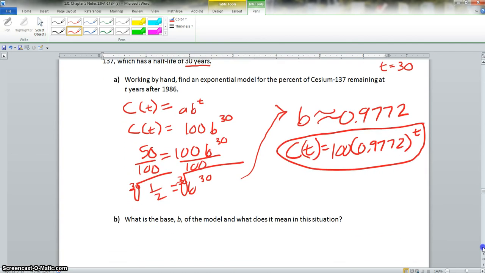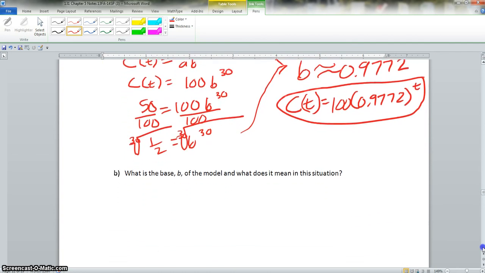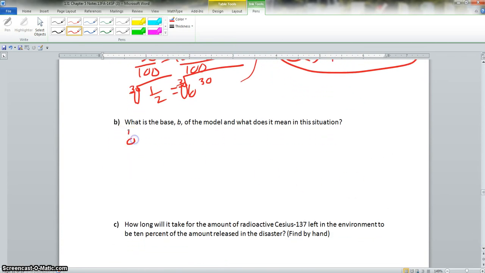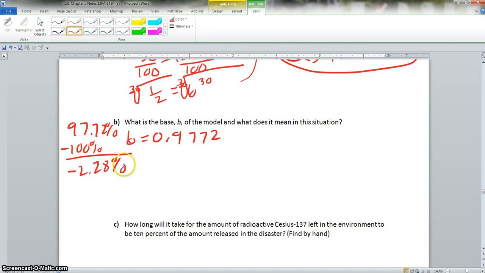Now we scroll down here to B. It says, what is the base B of the model and what does it mean in this situation? Now we know our base is approximately 0.9772. So we will have to take this value, first of all, make it into a percent, which is 97.72%, and subtract 100%. And remember, this goes back to less than 4.5, and this will give us a negative 2.28%.